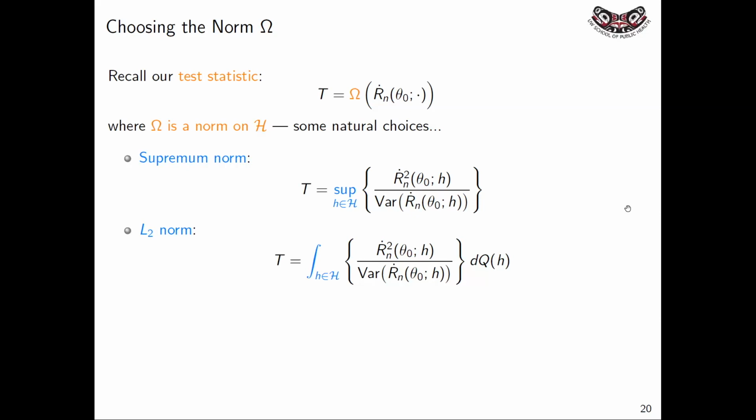Now, intuitively, when would each one of these two work well? The sup norm works well if there is one or a few function directions h where you clearly reject the null hypothesis. Whereas the average works well when you have many of these directions h, where each one of them shows you a little bit of deviation from the null. And when you integrate over them, you get rejection of the null hypothesis. So they capture different alternatives.